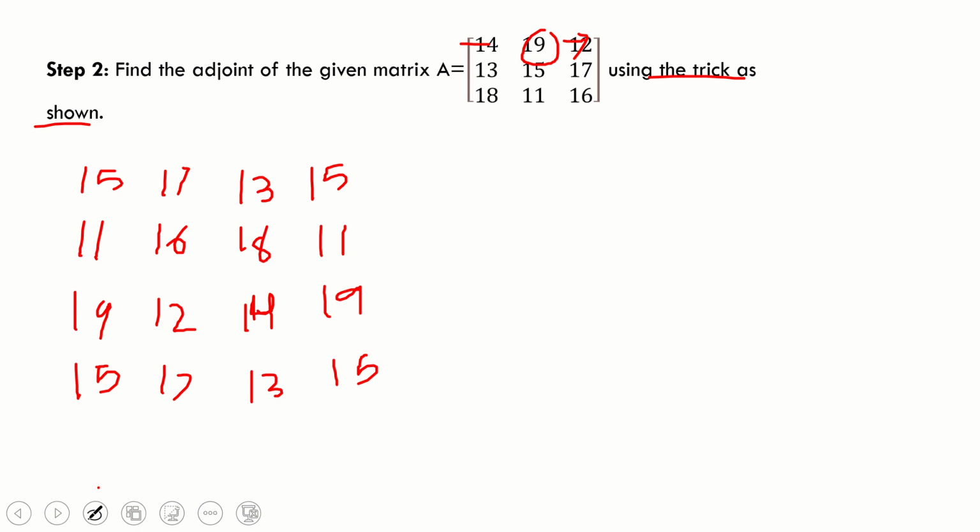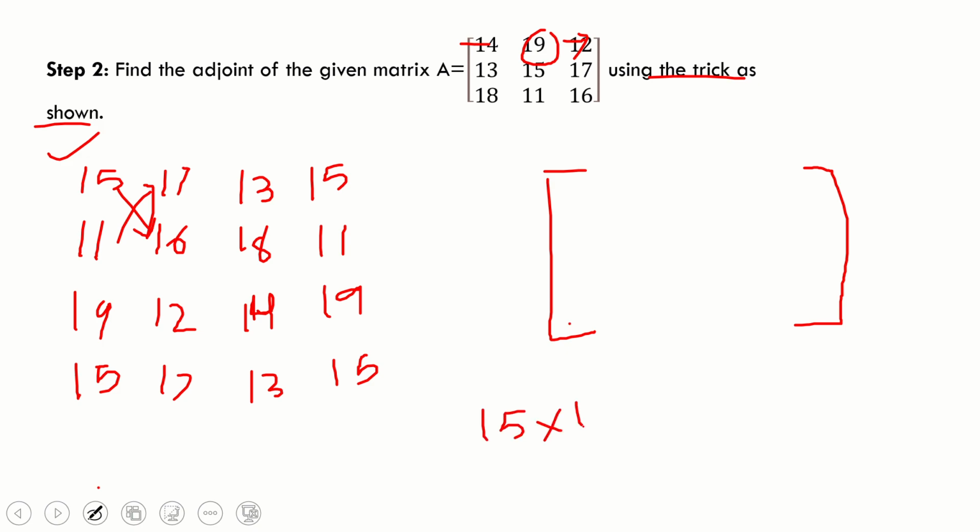Now what we have to do, starting with 15 only, we are going to find the minor of this value. You find the minor the same way, and you have to make a 3 by 3 matrix like this. Suppose you have solved 15 times 16 and subtract 11 times 17, and you will get one answer. It will be 53. So I will write this 53 here.